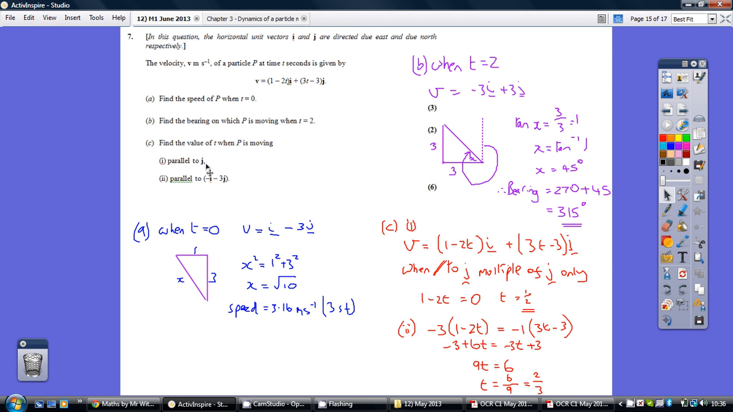Now for part C, to make v parallel to j, what must t be? Well, if it's parallel to j, it's just going to be a multiple of j, so we don't want any i. So this bracket has got to be 0, so we've got no lots of i. Solving this bracket being 0, t is a half.